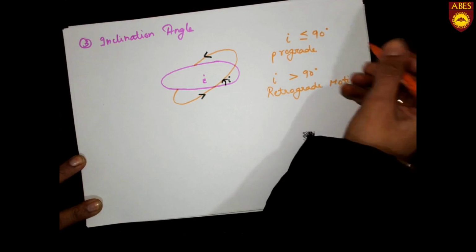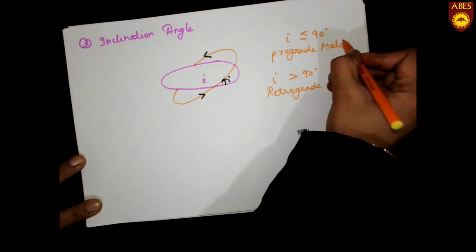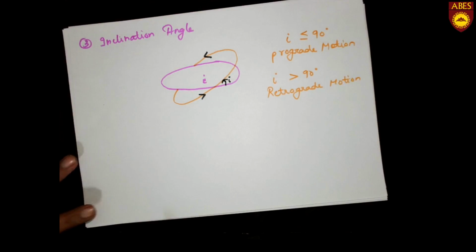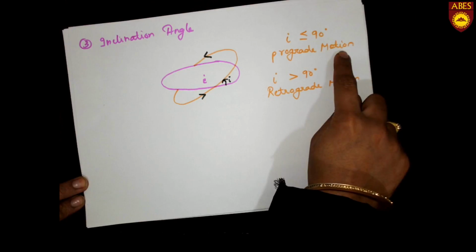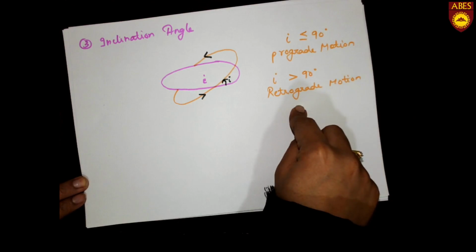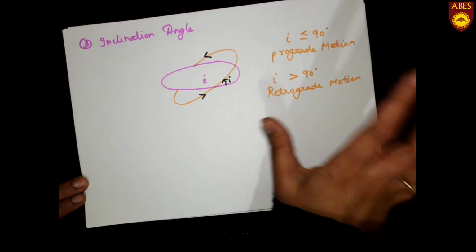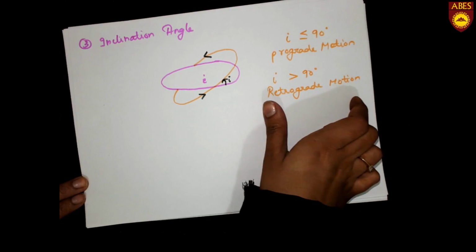Motion is defined with respect to the rotation of Earth. If the rotation of Earth and the revolution of the satellite are in the same direction, it is prograde motion. If the rotation of Earth and the revolution of the satellite are in opposite directions, it is said to be retrograde motion.